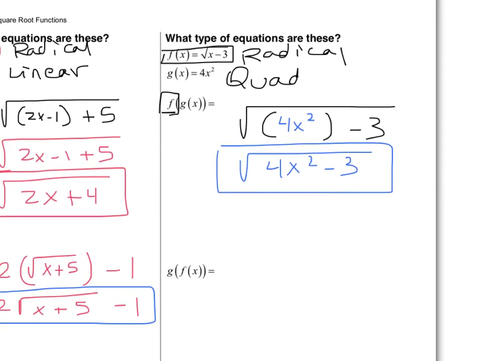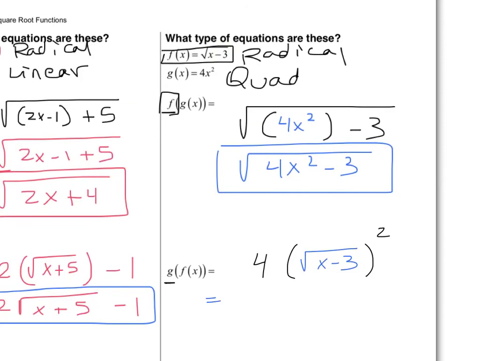Now g of f of x, it means g, which is 4x squared, so you put 4x squared. Now f of x has to go in here. So what is f of x? F of x is square root of x minus 3. So I'm going to put square root of x minus 3. Now let's look over here.